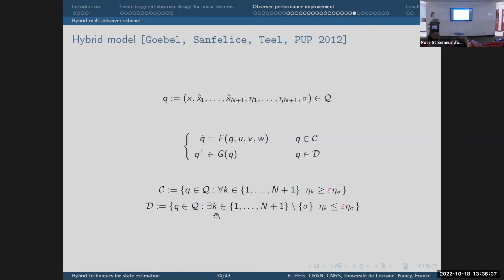Conversely, when this condition is satisfied, which means that there exists at least one mode of the multi-observer that has a monitoring variable eta k that is smaller than epsilon tan eta sigma, which means that there is one mode of the multi-observer that is performing better than the one we are considering according to our criteria, we need to switch the considered mode. So we are in the jump set D, and the hybrid state is updated according to this jump map G that is defined in the paper using the equations we saw previously.